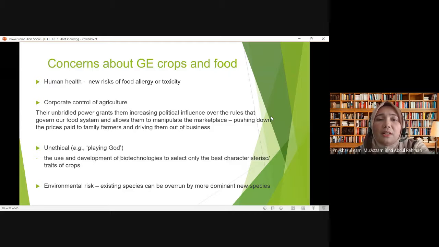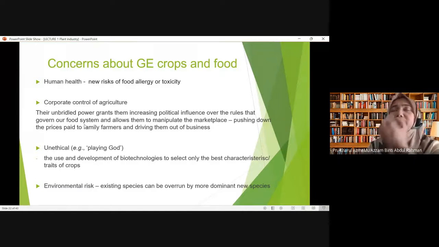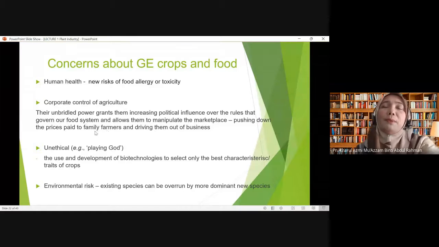And then corporate control of agriculture, which is their unbridled power grants them increasing political influence over the rules that govern our food system. Ni maksud dia, maksudnya kalau semuanya pokok ni kita buat genetic engineering crop, kita dah macam hasil yang syarikat lah yang besar-besar, corporate kan. So syarikat yang besar-besar ni, ladang besar-besar, so what happen to the family farmers? Dia akan menindas golongan petani ataupun golongan pekebun yang ada tanah kecil-kecil ni lah.